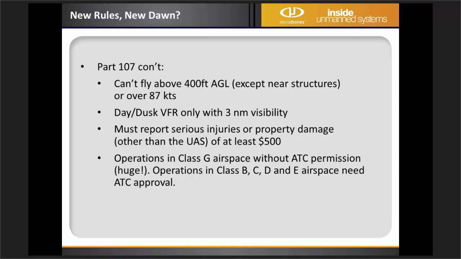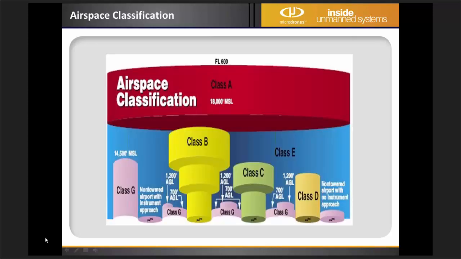We're now allowed to operate in Class G airspace without ATC permission. And I didn't get too excited about that to begin with because, as you know, Class G airspace, and let me go to the next slide here. Class G airspace is kind of the none of the above airspace. So, Class B is for major airports, Class C is for not so major airports, and Class G is kind of everything else in between that isn't Class A, which is above 18,000 feet, or Class E, which is kind of 700 to 1,800.